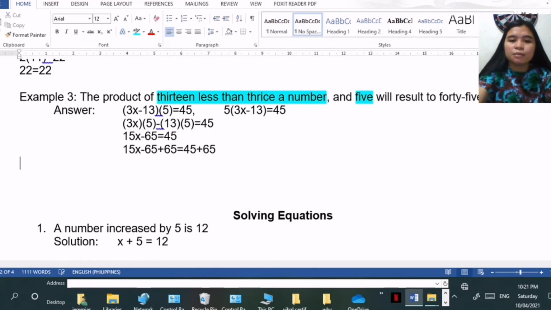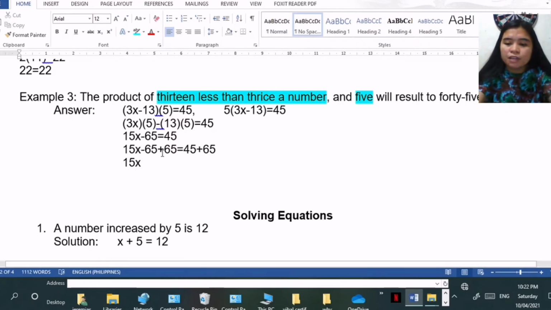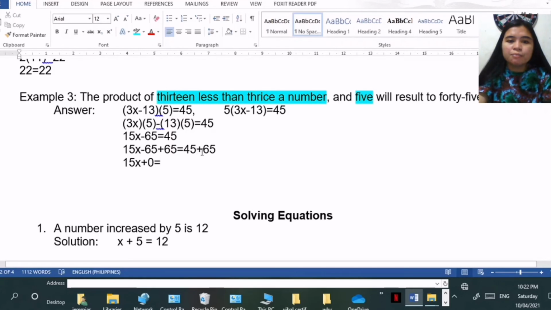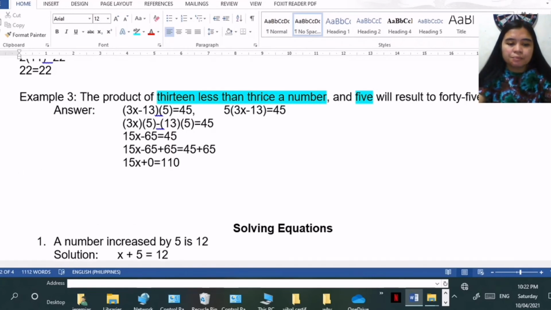Ayan, 65. And then, copy 15x. So, magiging 15x. And then, negative 65 plus 65, that will be 0. Ayan. And then, copy equal. And then, 45 plus 65, that is 110. And then, 15x plus 0, yan ay 15x pa din. Ayan. And then, copy equal, and then copy 110.